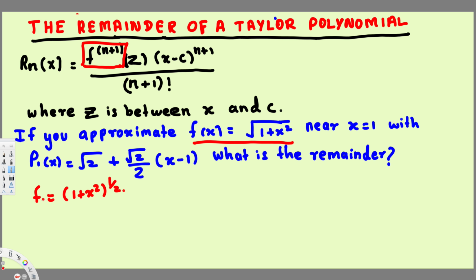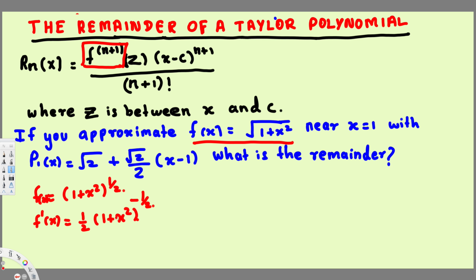Now if we take the derivative of this one, f prime x, this is going to be half times (1 plus x squared), and then we subtract 1 from the power, that's going to give us negative half, and then we have to take the inside derivative. This is going to be the chain rule. Whenever we have a bracket and we have a function like this, that's going to be the chain rule.